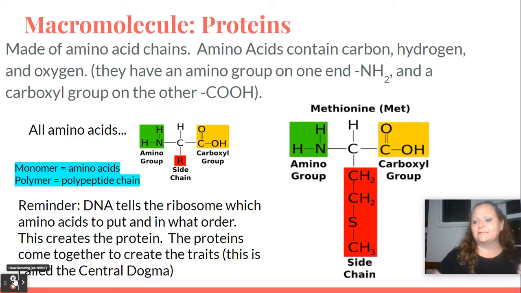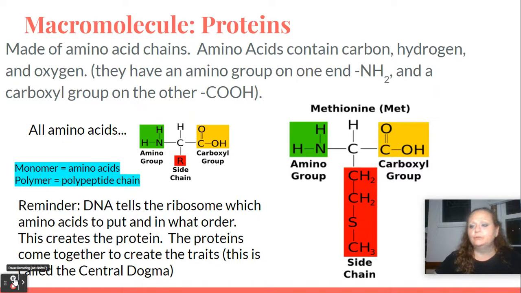Now, remember the last macromolecule I just talked about, the nucleic acids, as DNA, their job is to provide instructions for creating proteins. So this is what our DNA is making. This is what our nucleic acid is going to create. Our proteins are made up of chains of amino acids. So your monomer is your amino acid. Your polymer is that chain. We're going to call it a polypeptide chain.